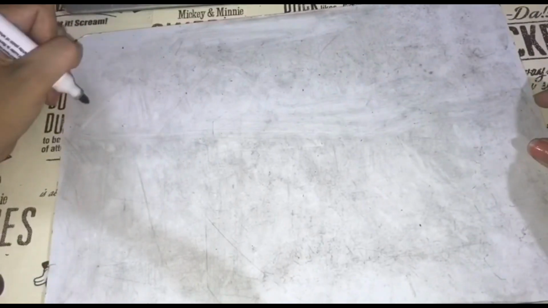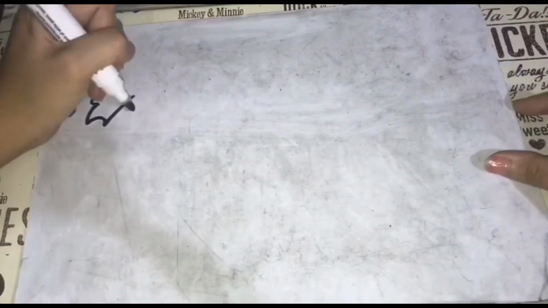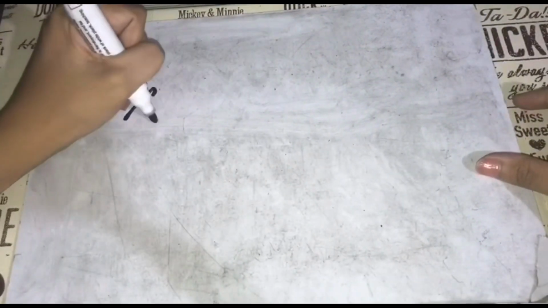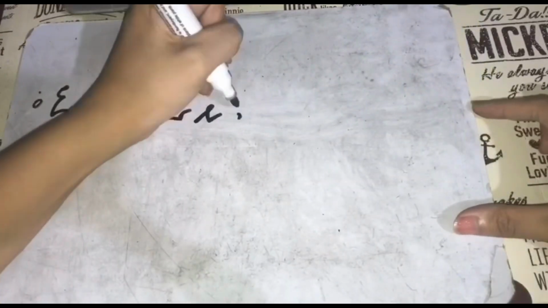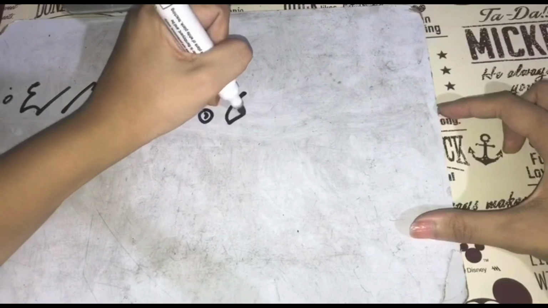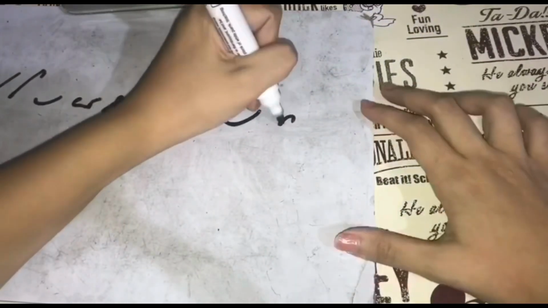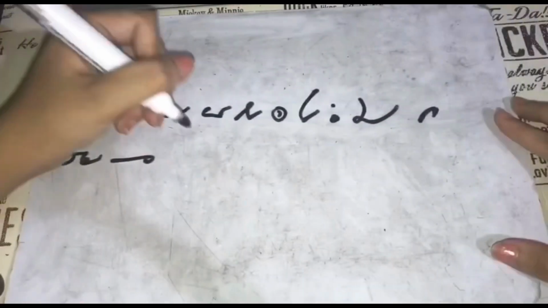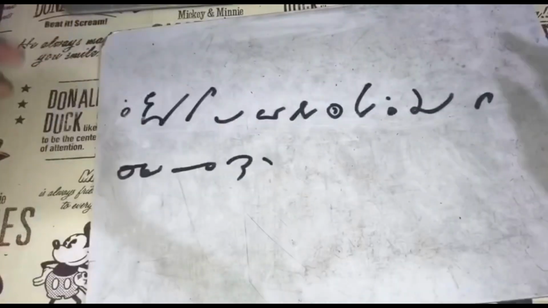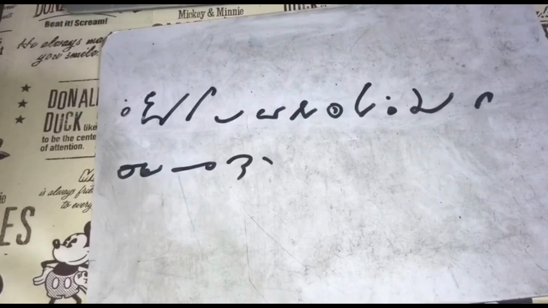Last example. He expected to do well on the test, comma, but he failed to answer many questions. Period. He expected to do well on the test, comma, but he failed to answer many questions.